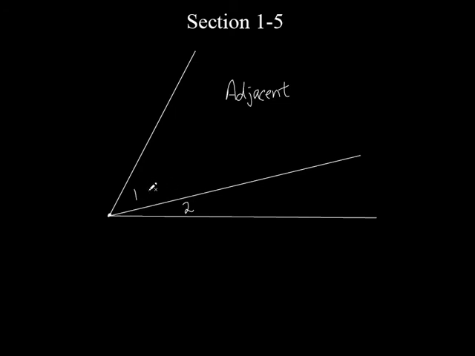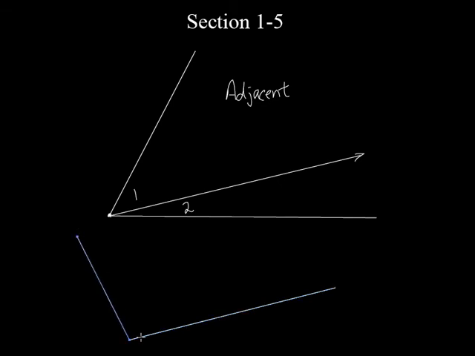But they have to do a couple things here. They have to share the same vertex, and they have to share a common side. Do you see this common side right here, this middle one? Okay, angle 1 has this middle side, doesn't it? And angle 2 also has that middle side. So they have a common vertex, and they have a common side.